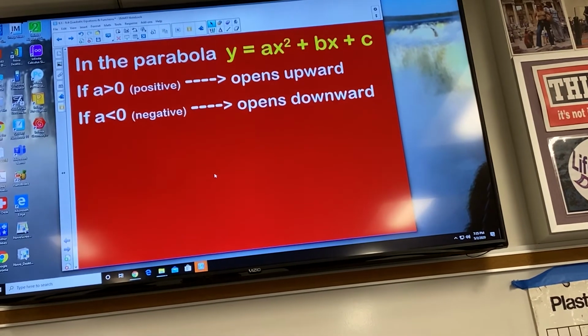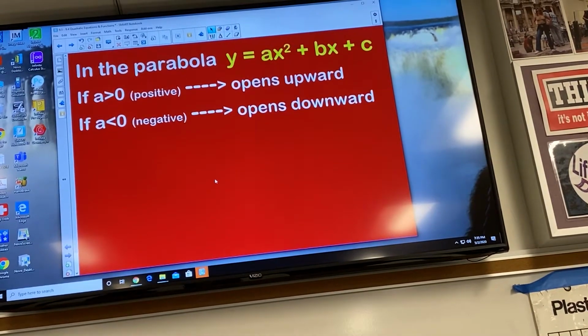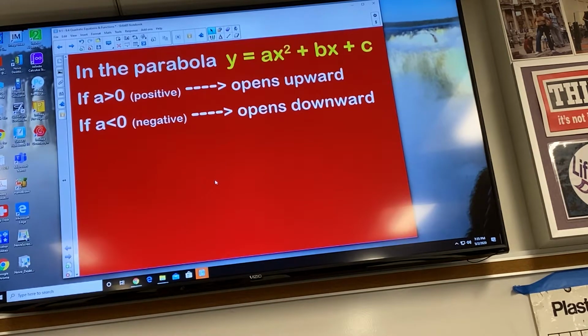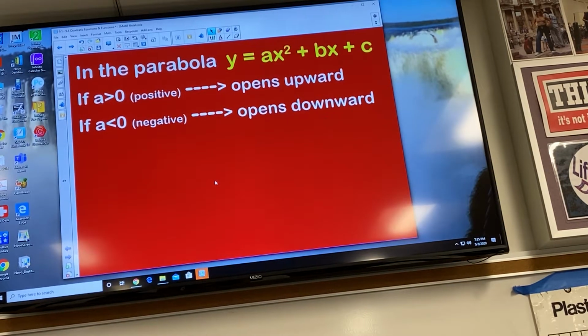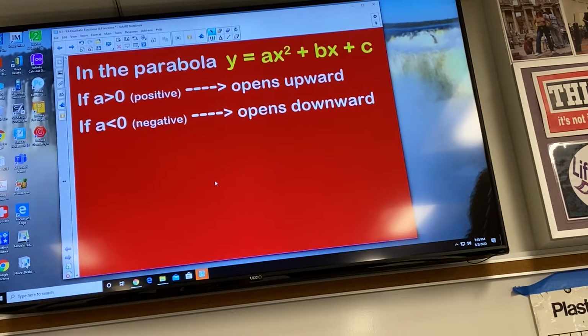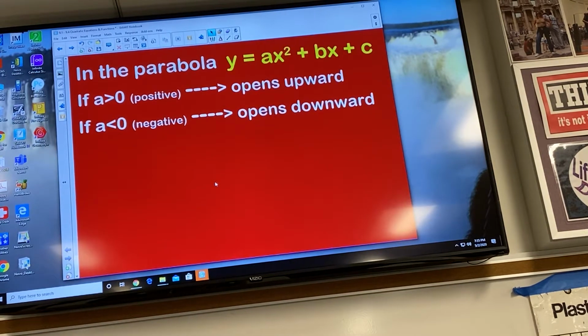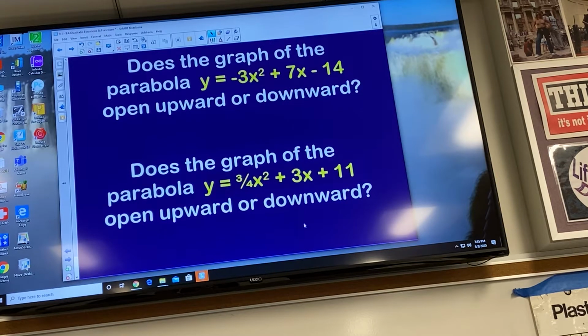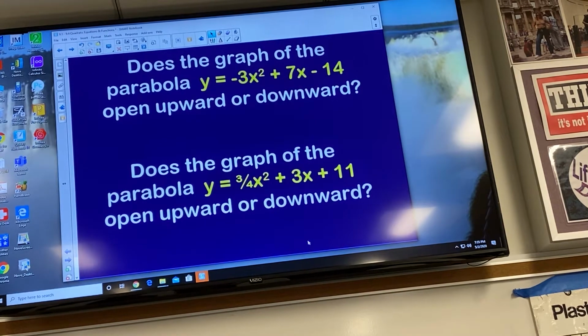So very, very simple. You just look at that number in front of the squared term. If it's positive, it opens up. If it's negative, it opens down. It doesn't matter what the size of the number is. It just matters, is it positive or negative? That tells you if it opens up or down. It's that easy.